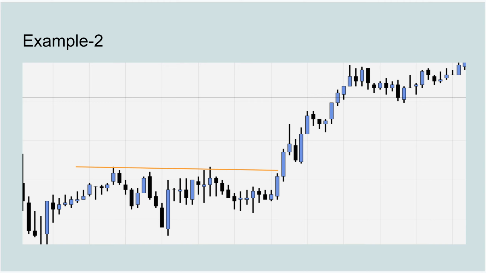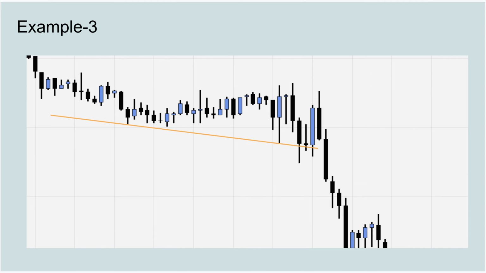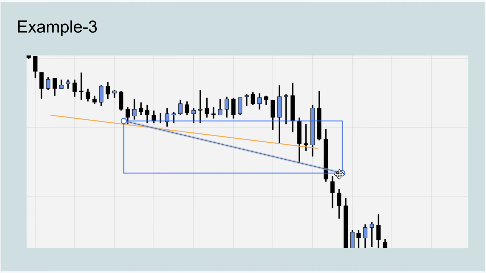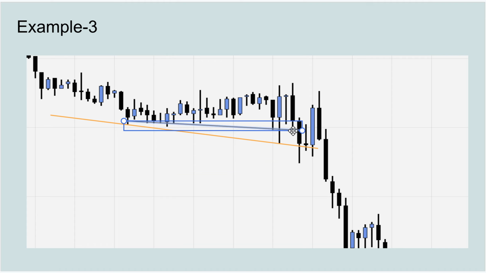Okay. Let's move to the next one. Example 3. Again, if you see, this is a downward breakout. So you can draw these lines how I have drawn, or you can draw these lines something like this. Doesn't matter here.